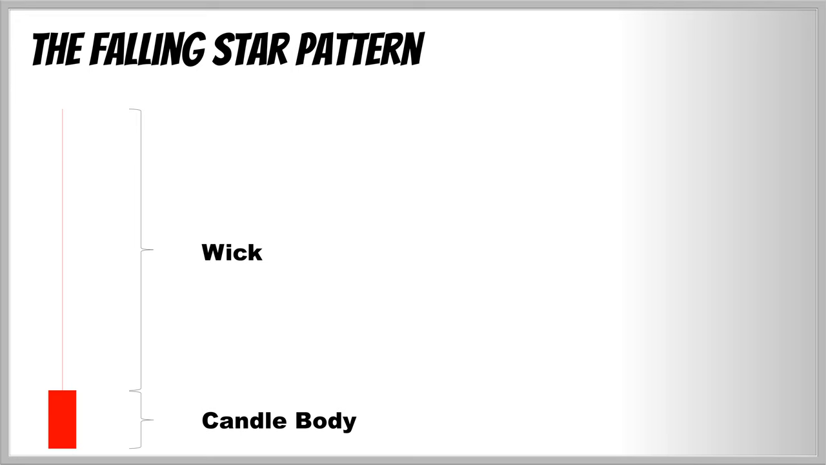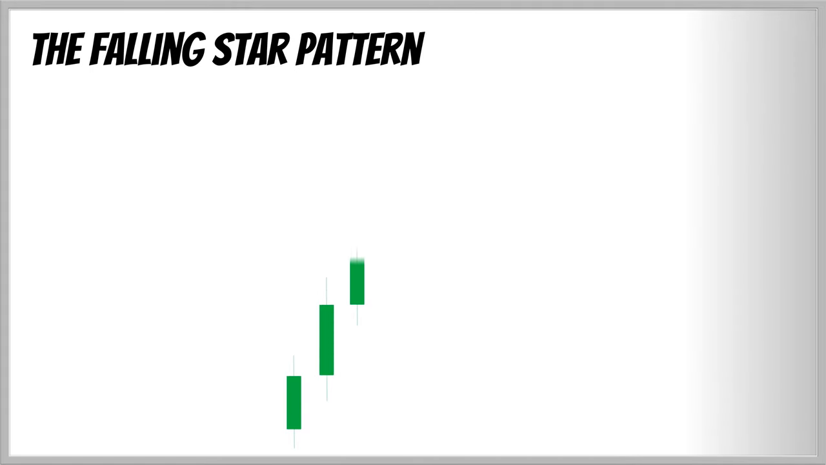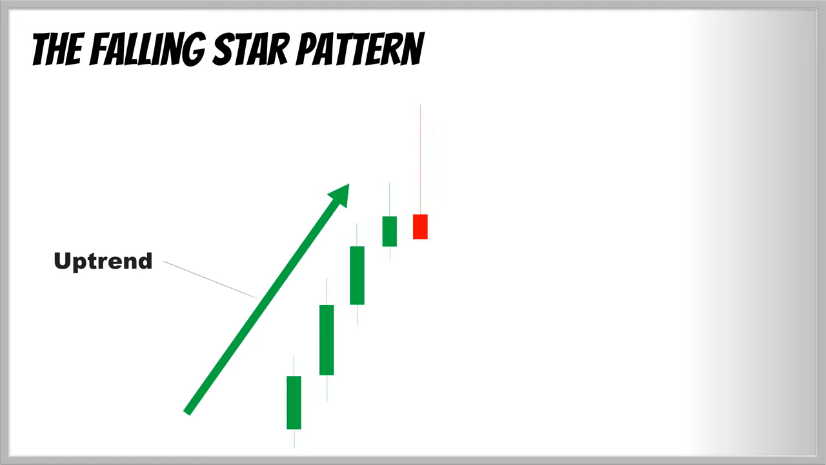For this pattern to be valid, the wick of the candle must be at least 2 times longer than the body of the candle. Also, this candle must be preceded by an uptrend. The candlestick will usually indicate the end of this uptrend and a possible future price drop.